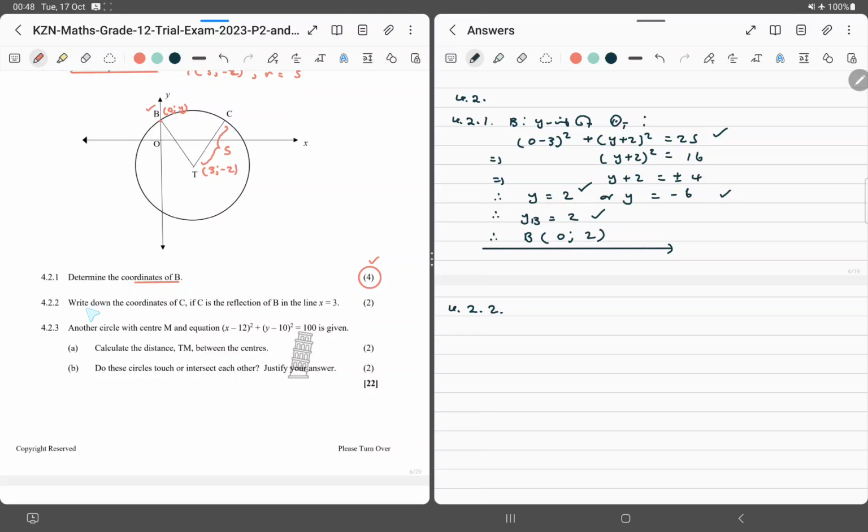Write down the coordinates of C, okay? If C is the reflection of B about this line. But now what do you notice about that line? That line essentially cuts through that. What is this thing called?